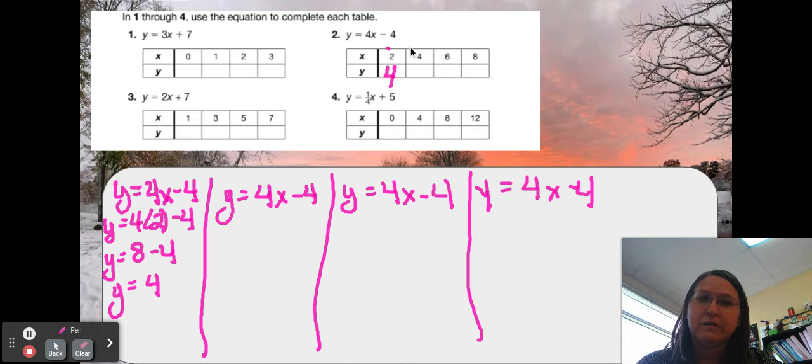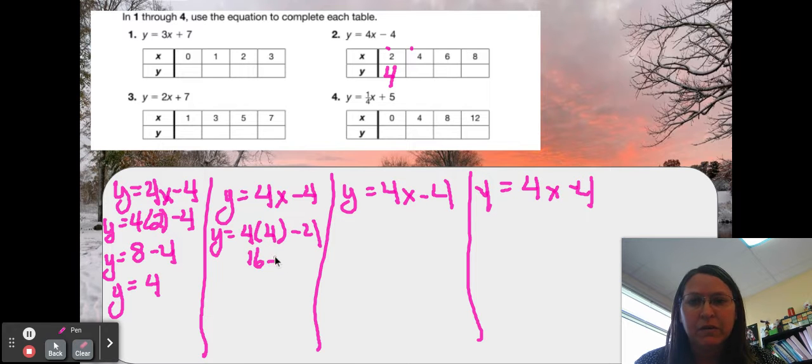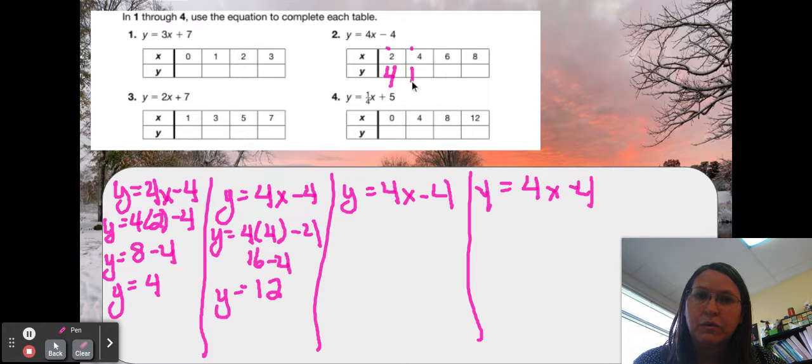Let's do the next one. I'm going to substitute in a 4. So y equals 4 times 4 minus 4. 4 times 4 is 16 minus 4 would give me a 12. So y equals 12. I'm going to put 12 right here.